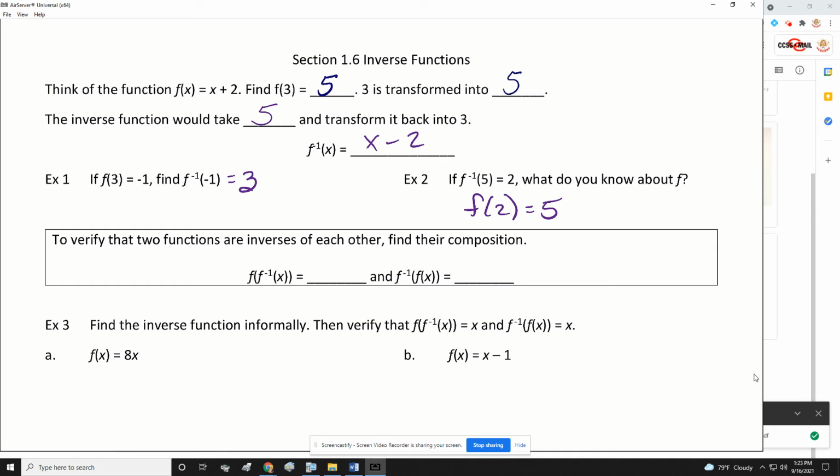Okay, so one thing we're going to do today is verify that two functions are inverses. And to do that, we use the composition. So you do f of f inverse of x, and everything simplifies away, and you're just left with x. And you have to do it the other way as well. F inverse of f of x, everything simplifies away, and you're just left with x.